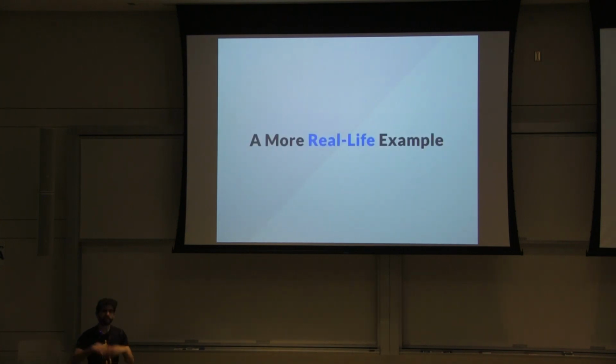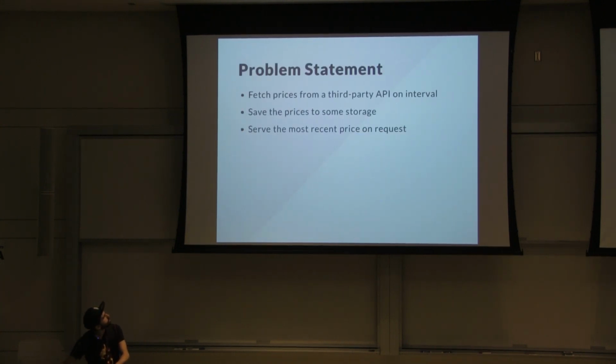So we did the belabored example that is in all the literature, and I want to do a little bit more of a real-life example, because unless you're just learning to program right now, most of you will probably never actually write a console greeter at work. So the problem statement that we're going to use is we're going to fetch prices from a third-party API, save them to some storage, and then serve the most recent price upon request. I work in cryptocurrency, so a lot of this is because of that. That's what this example is about.